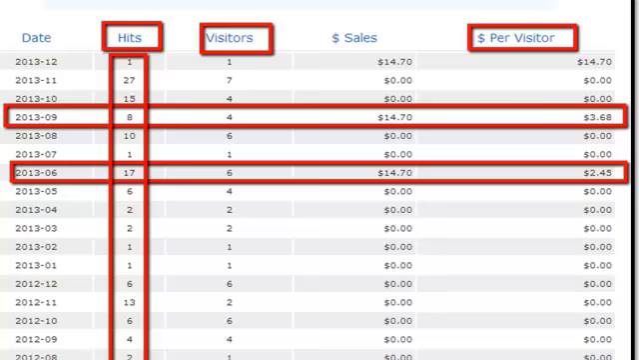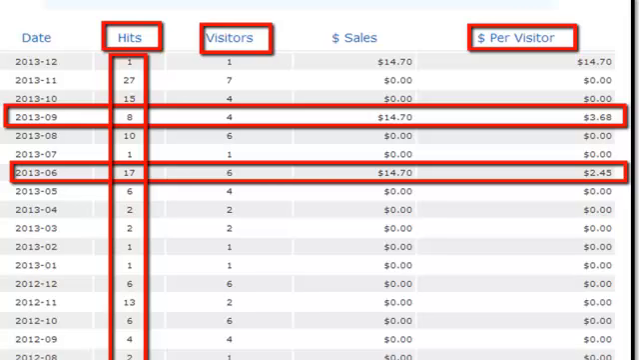For example, take this first set of figures here. This is the 9th of last year, 2013. So there were a total of 8 hits, but it was done by 4 unique visitors. So you see the difference. It could have averaged out to 2 visits apiece. Who knows how it worked out. But now a sale was actually done and a commission was earned of $14.70.